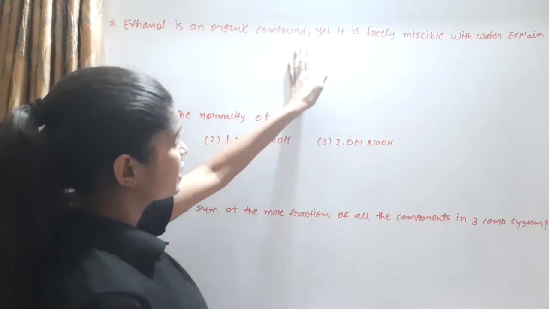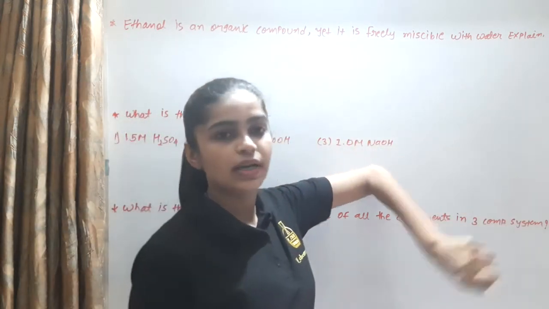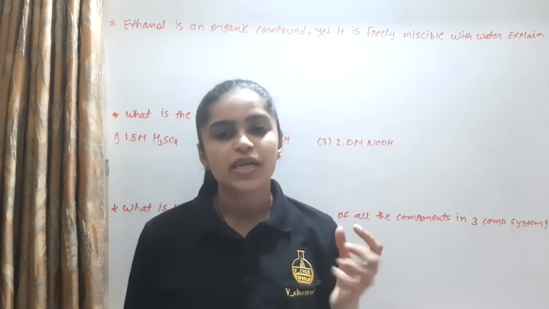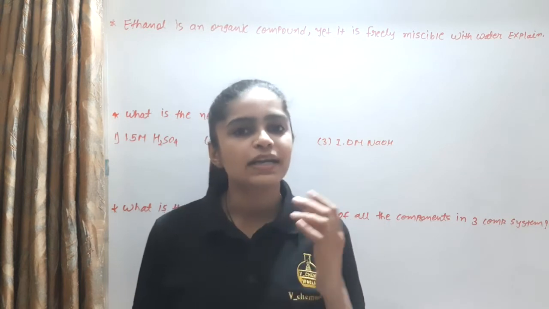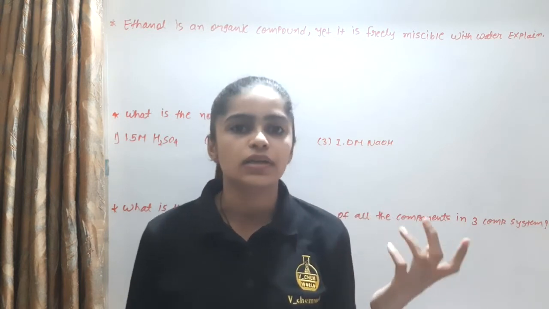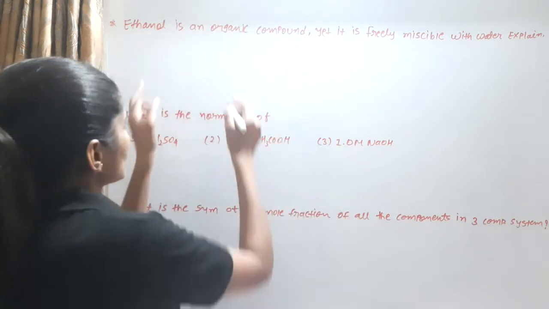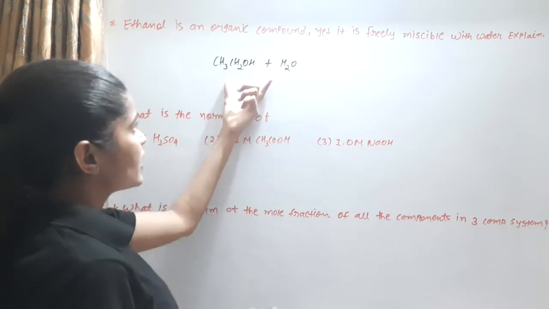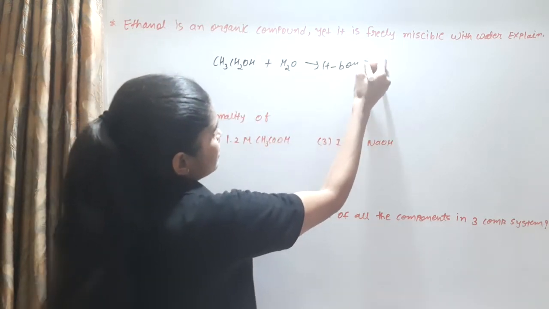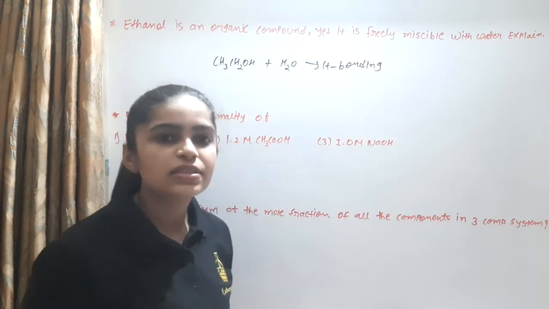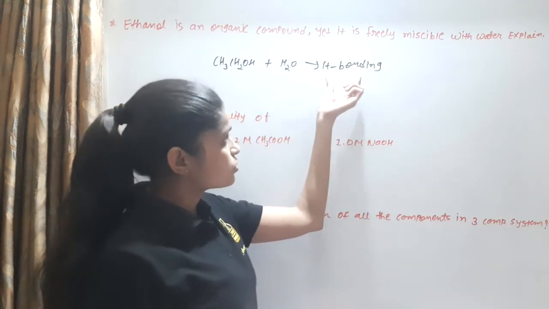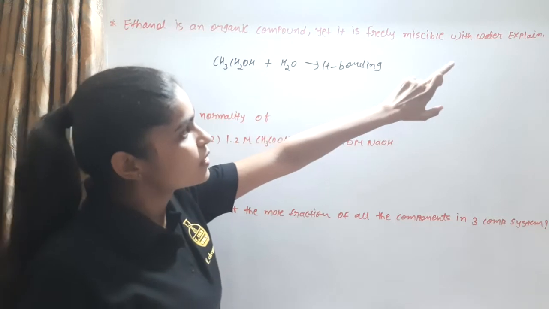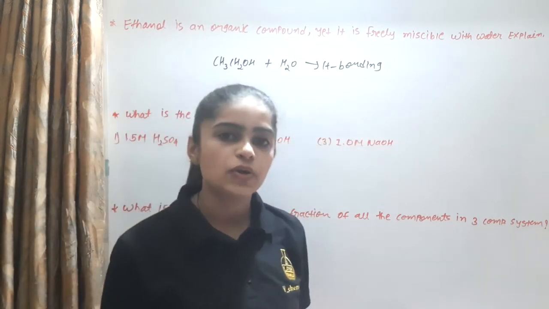Ethanol is an organic compound and it is freely miscible with water. We know that most organic compounds are non-polar, whereas water is polar. So, the like dissolves like rule: polar dissolves in polar and non-polar dissolves in non-polar. But in this case, ethanol CH3CH2OH and water H2O give hydrogen bonding. When two molecules form hydrogen bonding, the compound is soluble in water. That way, ethanol is freely miscible with water because of the presence of hydrogen bonding.